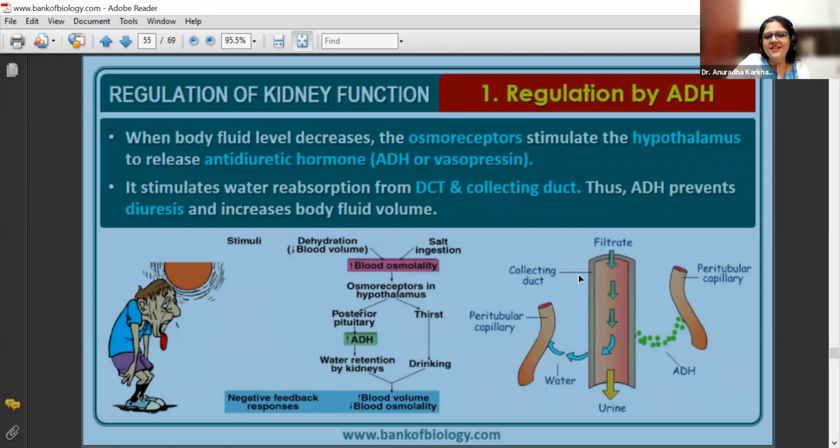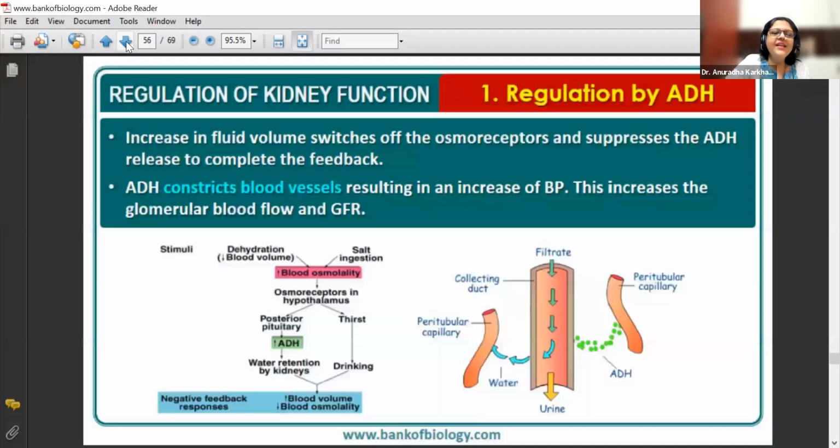See, this is the collecting duct. The filtrate is passing, water is getting reabsorbed in the peritubular capillary, that is into the vasa recta, under the influence of ADH. So when ADH will come, urine will be highly concentrated, which is not good for our health. Drink more water. Increase in fluid volume switches off the osmoreceptors and suppresses the ADH release to complete the feedback.